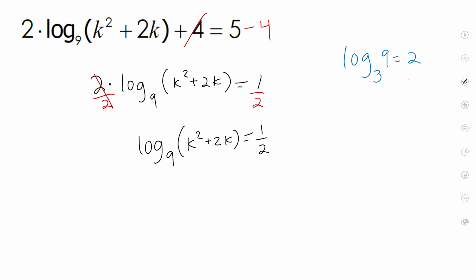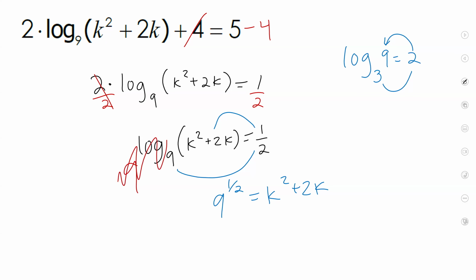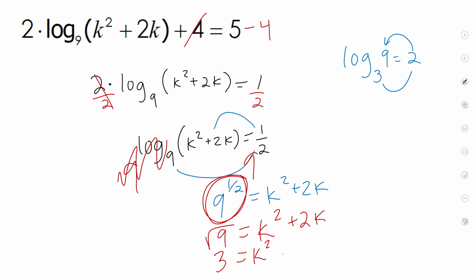2, because 3 squared gives you the 9. If you want to write this as an exponential, you do 9 to the 1/2 power gives you that. 9 to the half gives you k squared plus 2k. That's where that comes from. Now, if you want to, just go ahead and do the 9, cross it out. 9, and you have that. Same thing. Okay? How do you rewrite half powers? Yes, so this is a square root of 9 equals this, k squared plus 2k. So this is 3 equals k squared plus 2k.